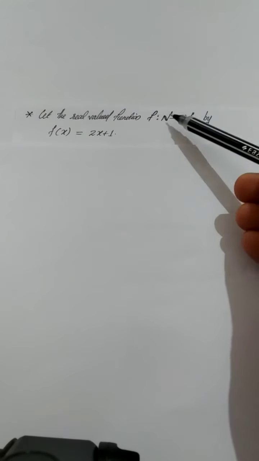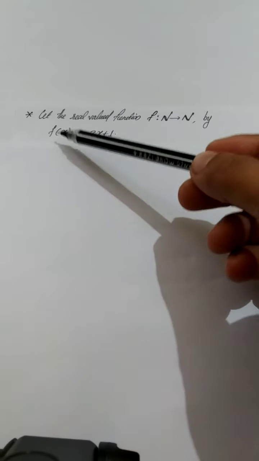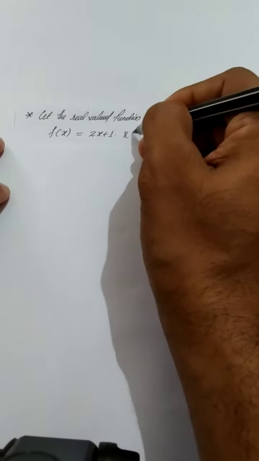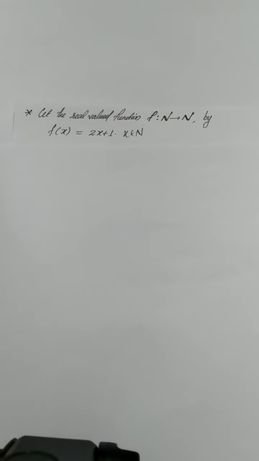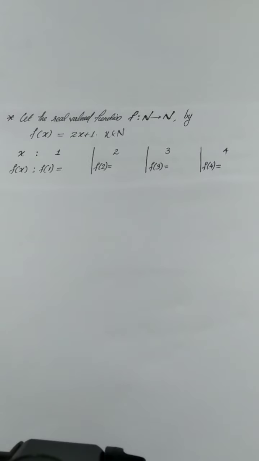So look at the next example. f from N to N, that means natural numbers to natural numbers, defined by f(x) = 2x + 1, x belongs to N. This is the function. So we are going to find the image of every value of N.